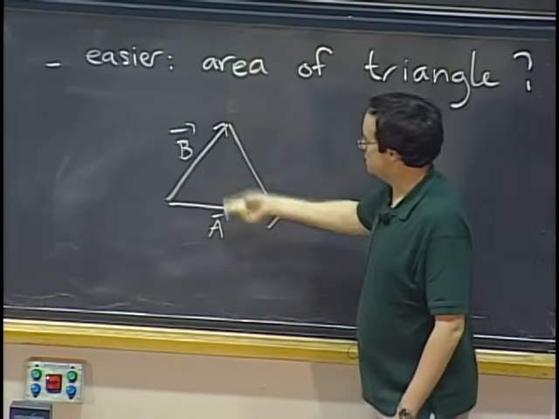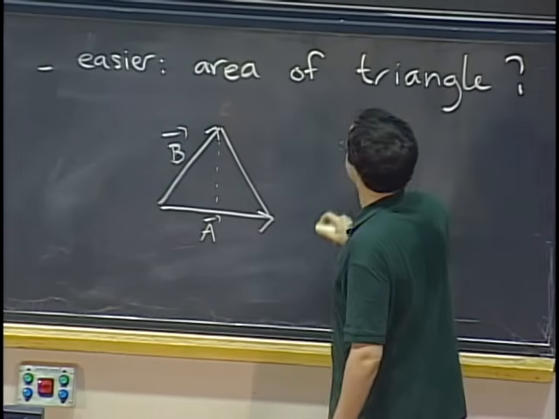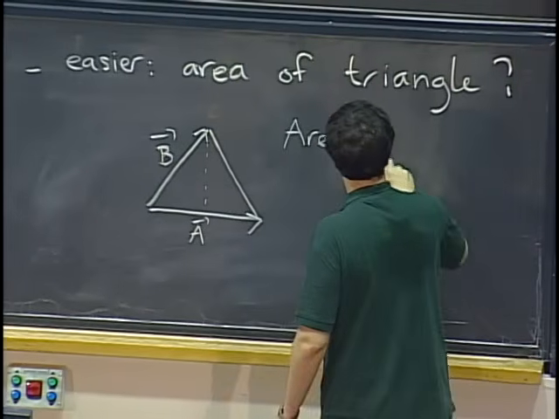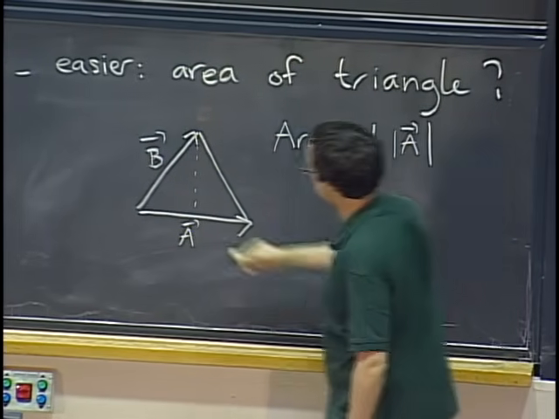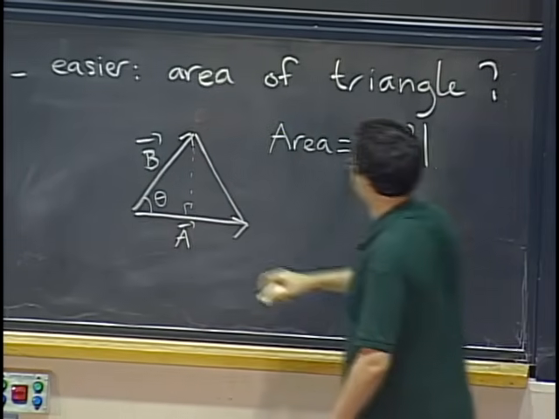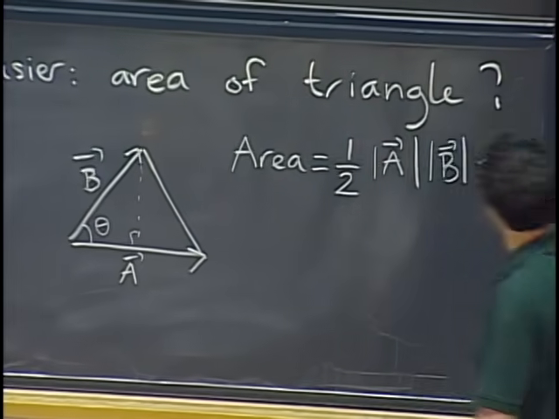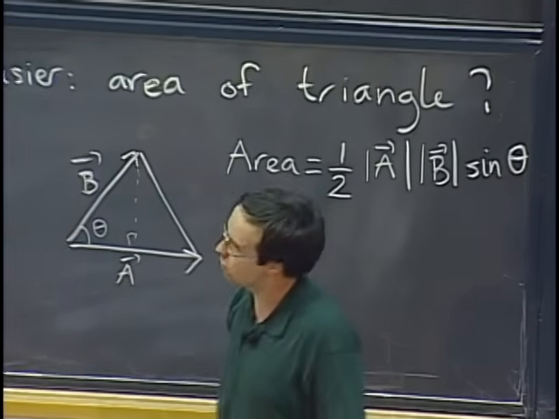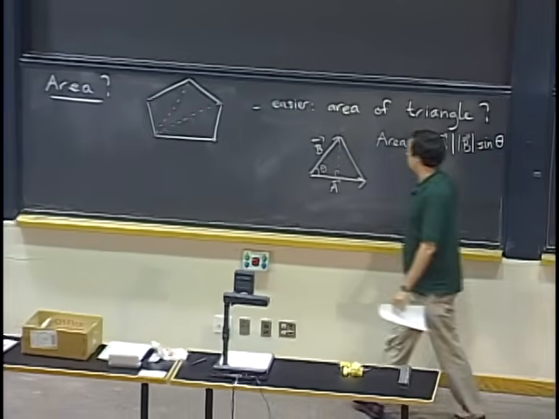Well, we all know base times height over 2. So what's the base? What's the height? Well, so the area of this triangle is going to be 1/2 of the base is going to be the length of A. And the height, well, if you call theta this angle, then this is length B sine theta. Now, that looks a lot like the formula we had there, except for one little catch. This is a sine instead of a cosine. How do we deal with that?